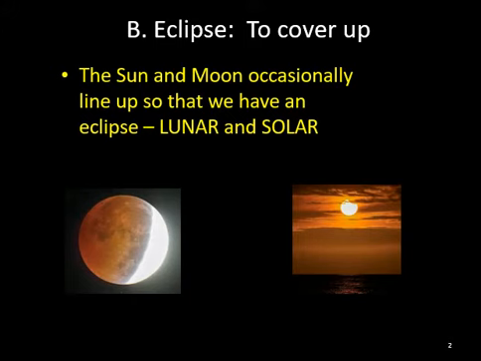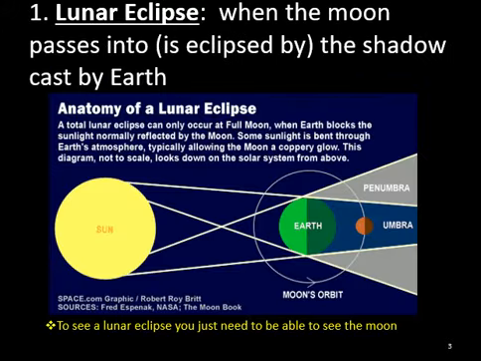We're going to start by talking about lunar eclipses. So number 1, underneath capital letter B, a lunar eclipse is when the moon passes into or is eclipsed by the shadow cast by Earth. Go ahead and pause me. When everybody's done writing, I'll continue.